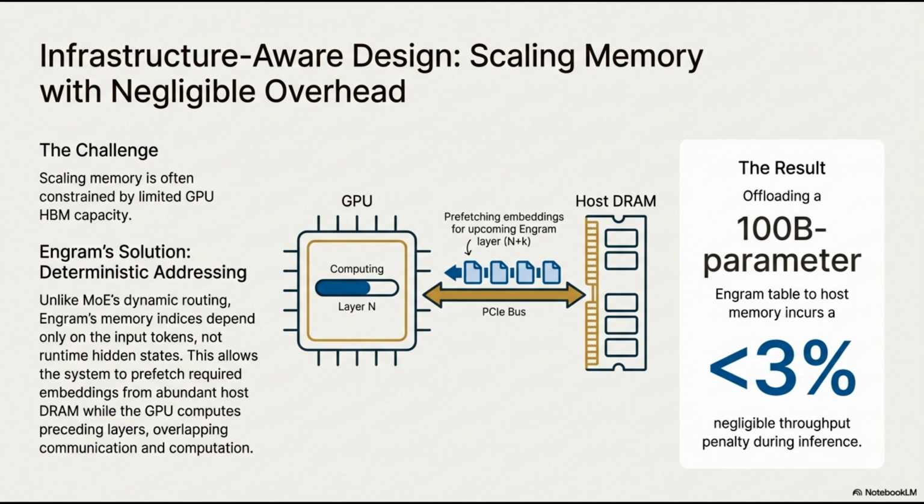And the result of this hardware-software co-design is just revolutionary for scale. They tested this by offloading a massive 100 billion parameter Engram layer entirely to host memory. 100 billion parameters. Yeah. Sitting on the computer's regular RAM, not the GPU. What was the performance hit? It was negligible, a throughput penalty of less than 3%. Less than 3%. This basically bypasses the GPU memory wall for factual knowledge.